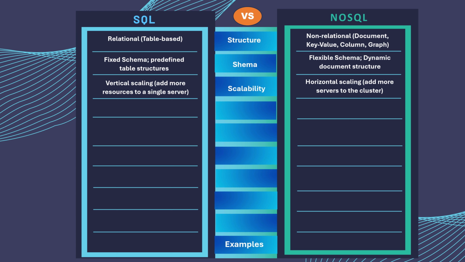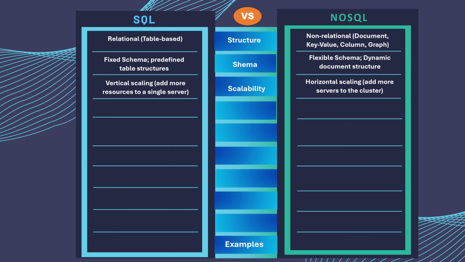NoSQL databases are built to scale horizontally. Instead of making one server bigger, you just add more servers to the cluster. This is like adding more cars to your fleet. It's often cheaper and can scale to massive, internet-level proportions.